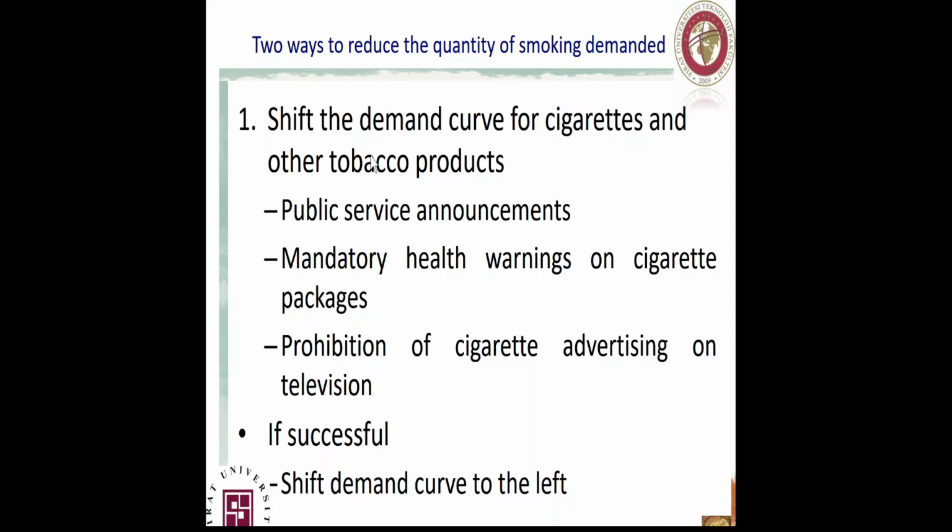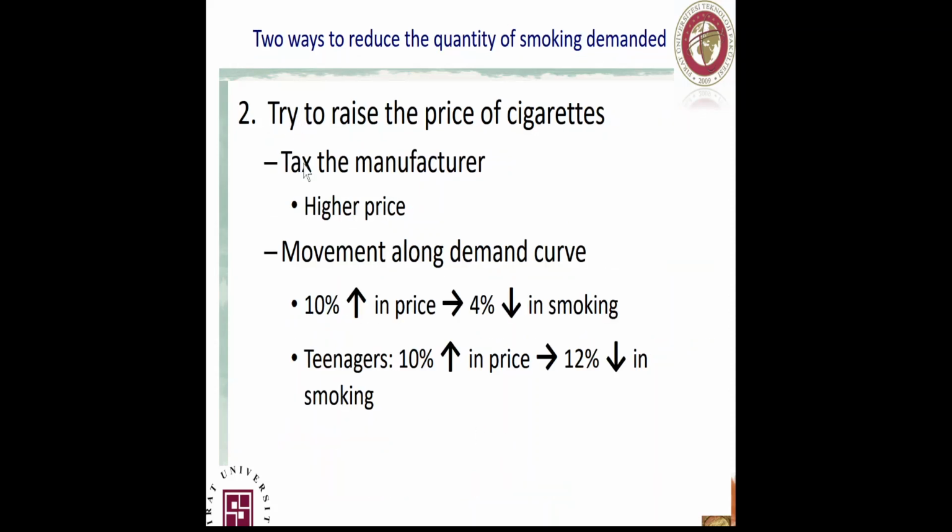These will actually shift the curve to the left. That means reducing the demand, either by awareness or some limitation of advertisements or any other relevant thing. However, this is not exactly the way governments usually do it, although they do. In order to have a quick reduction of cigarettes, usually they go for this: they try to increase the cigarette price. What happens? If they increase the cigarette price by taxing the manufacturer, of course, when you tax the manufacturer, the seller of the cigarette increases the price.